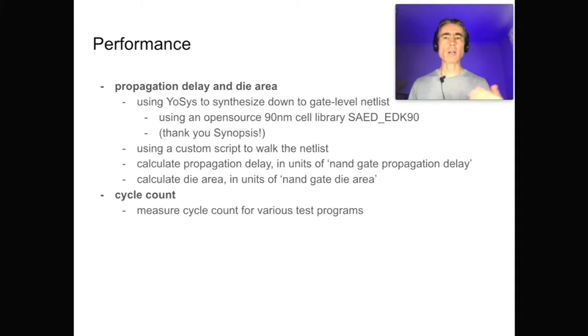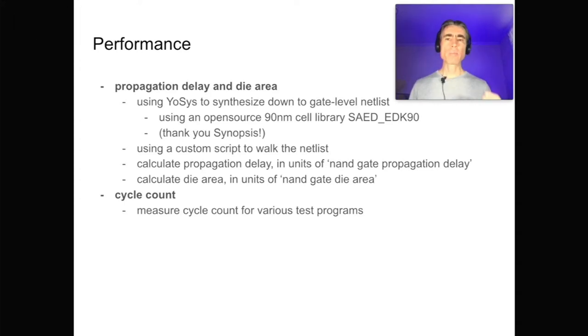So the cycle count combined with the propagation delay basically decides how fast our GPU is going to run. And then die area factors into cost. The more die area, the higher the cost of taping out, and the lower the yield. So the smaller the die area, yield goes up, cost of taping out goes down, so overall cost goes down. For the propagation delay and the die area, I believe that you can use OpenSTA to do this. However, I wasn't able to figure out how to get that working. I tried a bit, but I didn't figure it out.